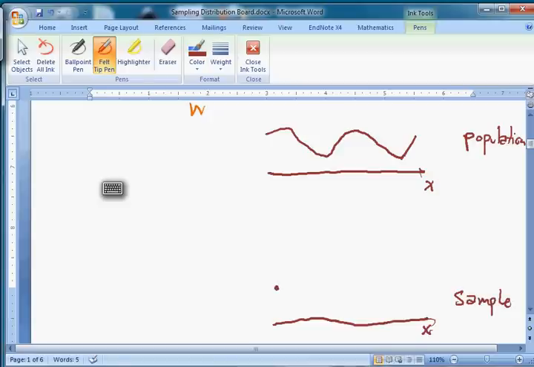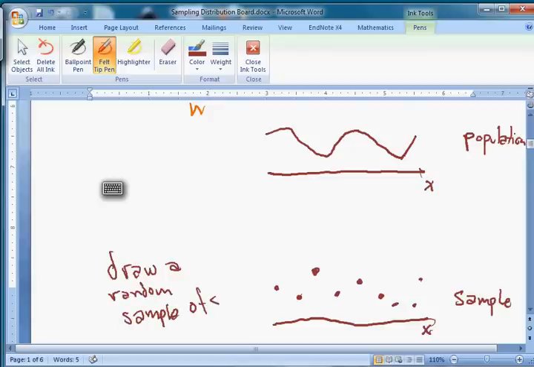Now, this is going to be finite, so we're going to have a couple people who are this height, a couple people who are that height. It's going to look like this. This is the sample distribution. Look something like this, maybe. Who knows? But if we draw a random sample, what that means is that we're going to have some mean value. Okay? Draw a random sample of, say, 10.